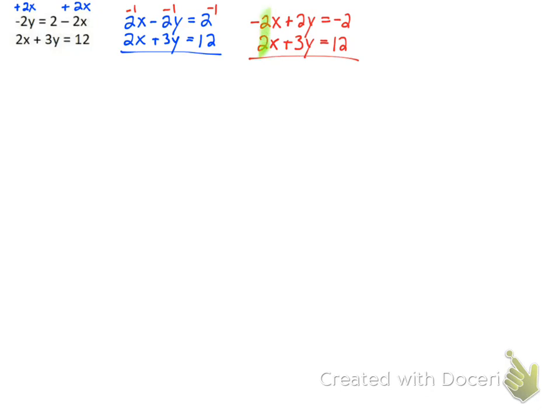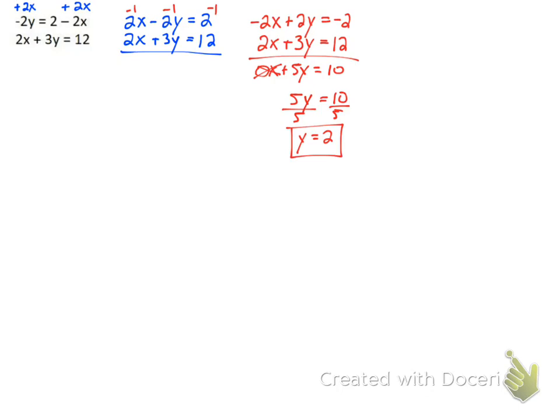Now I have opposites. They are the same number, but different signs. So I can add these columns together to get 0x plus 5y is equal to 10. So 5y is equal to 10, and then divide both sides by 5. I get y is equal to 2.